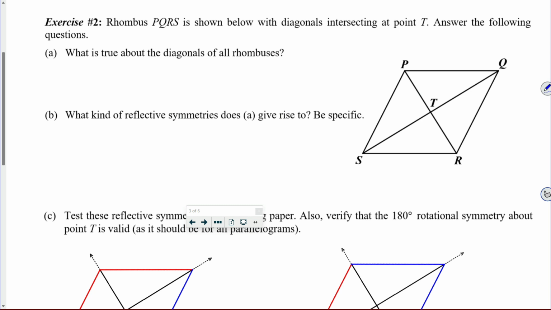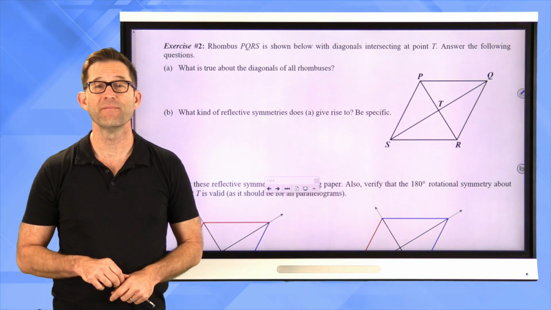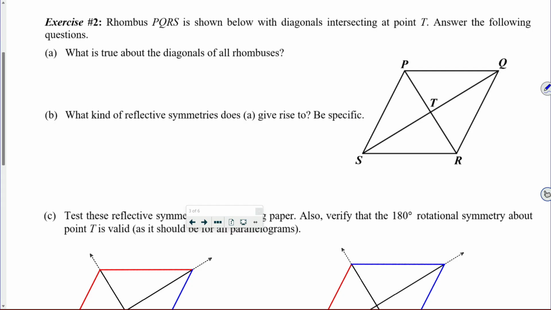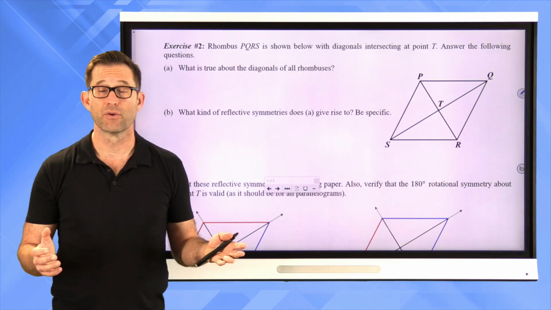Rhombus PQRS is shown below with diagonals intersecting at point T. Answer the following questions. Letter A, what is true about the diagonals of all rhombuses? All right, pause the video now and see if you can write something down. Well, there's two things that are true about them.